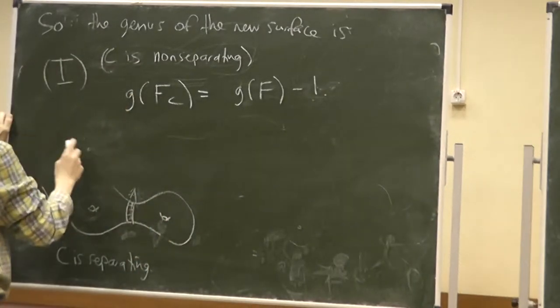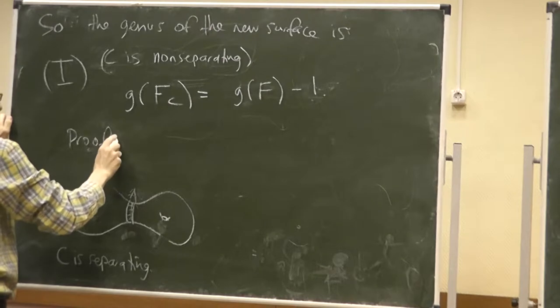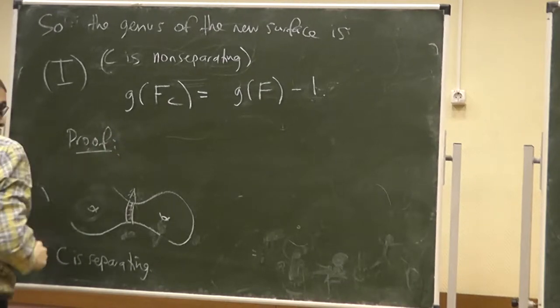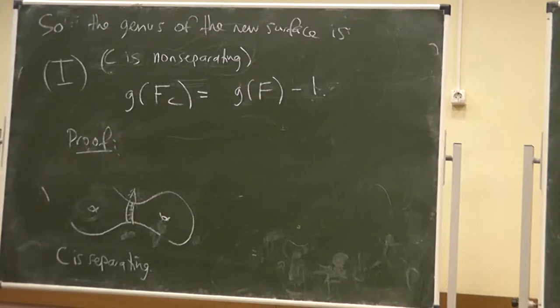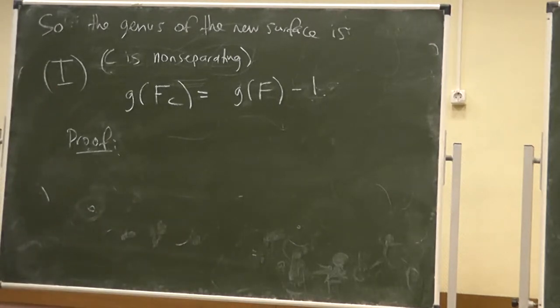So, okay, what do you want? Given that we know the formula for the Euler characteristic, would you like to remind us of the proof of this?